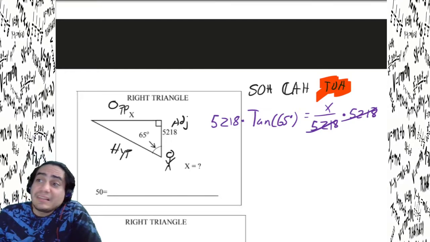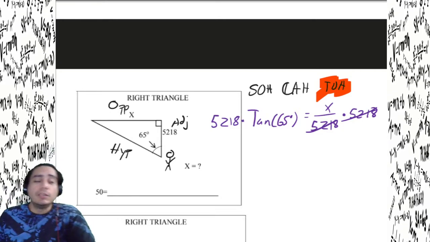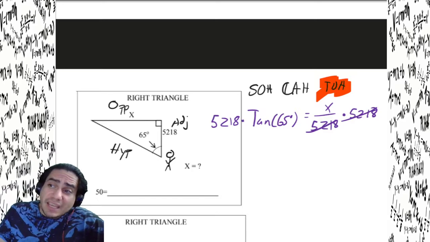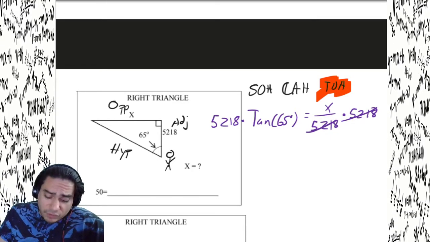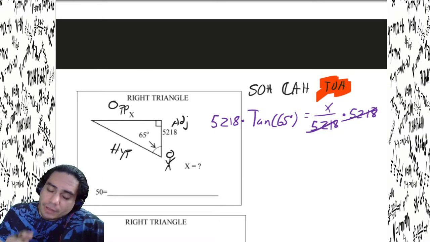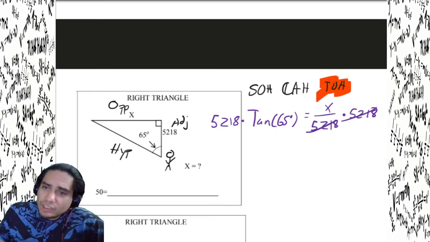And so really the step is 5,218, enter, 65, tan, multiply. Look, at the end of the day, with multiplication, order doesn't matter. I mean, you could put the tan of 65 first, then multiply it by 5,218. Doesn't matter. But with division, order matters. So that's why we end up having to do what we got to do.